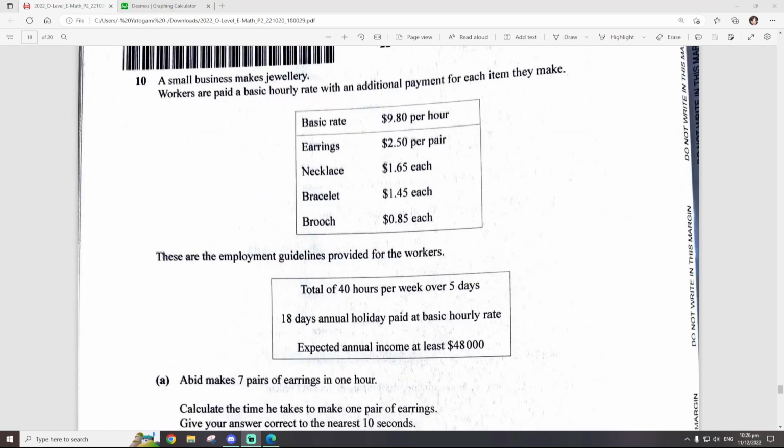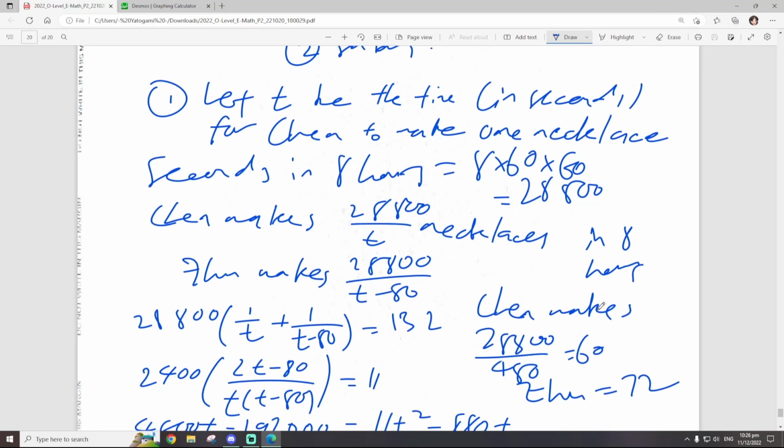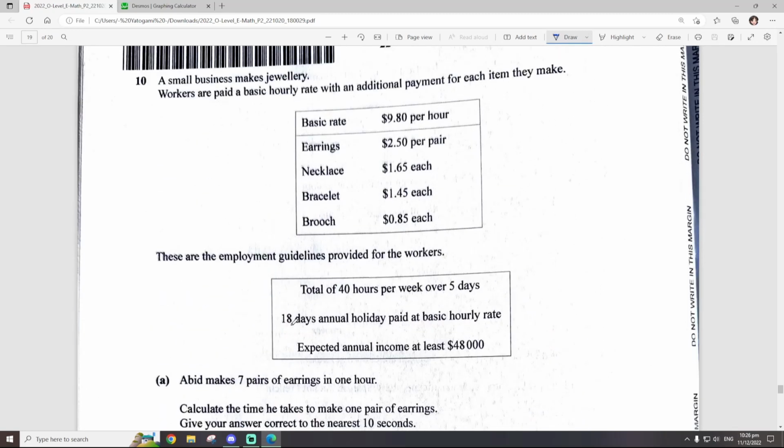So now we need to consider the part where we actually calculate their salary. Unfortunately, I don't have enough space on that page, so I will use the first page of this question. So let's remind ourselves what we need to do. We are given that Chen makes 60 necklaces every day that he works, and Zhu makes 72. But now we are given that we have to work 40 hours per week over 5 days. So we will take it as an average of 8 hours per day, which is in fact what Chen and Zhu actually work. 18 days annual holiday paid at the basic hourly rate.